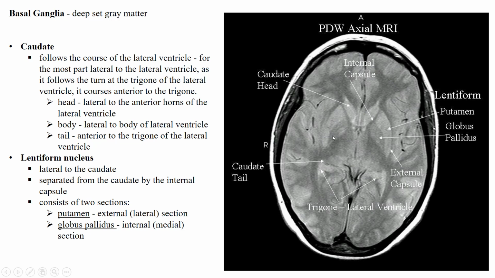Medial to the putamen is the globus pallidus, which is the most medial portion of the lentiform nucleus. Medial to that is the internal capsule, the anterior horn, the genu, and the posterior horn. Medial to the internal capsule is the head of the caudate nucleus and the thalamus, and then medial to that is the third ventricle.